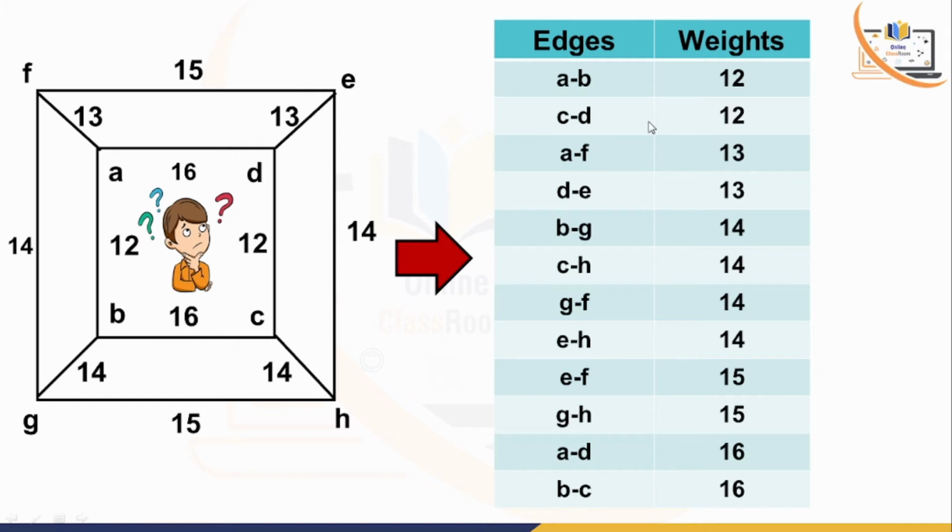Now what is the next minimum? Look, if I focus on this graph, obviously AF, its weight is 13, so I placed it in the third position. Now if I focus on the next step, obviously the next minimum is 13 again, so we just place DE in the fourth position.